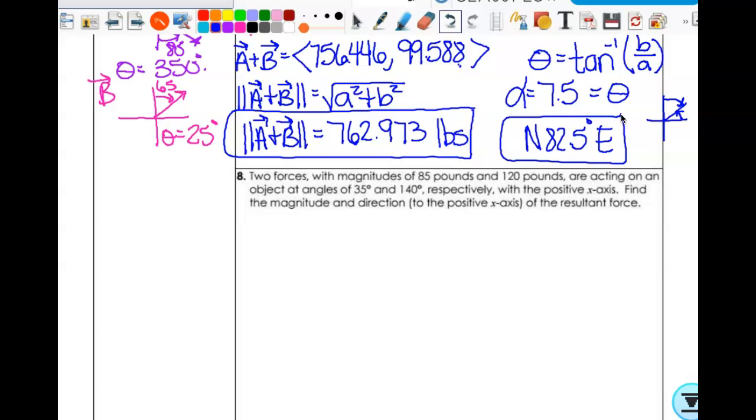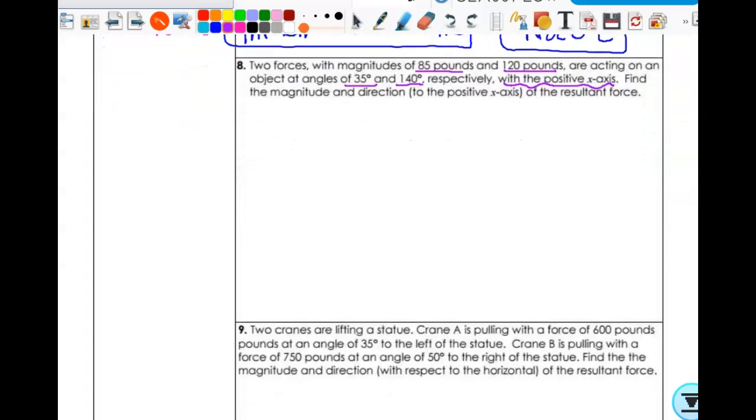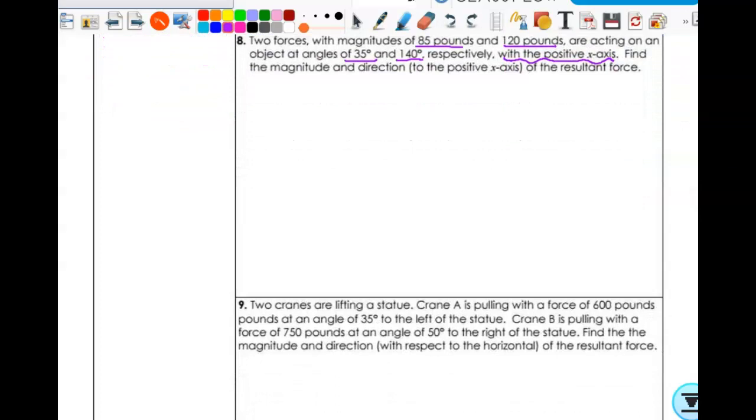So let's look at number 8. I have 2 forces with magnitudes of 85 pounds and 120 pounds acting on an object at angles of 35 degrees and 140 respectively with the positive axis. Anytime you have an angle with the positive axis, that's just telling you it's theta, right? You started on the positive x-axis and you're getting theta. So it says find the magnitude and direction to the positive x-axis. So it gives us theta, it asks us for theta. So we don't have to overthink this, which makes this one fairly simple.